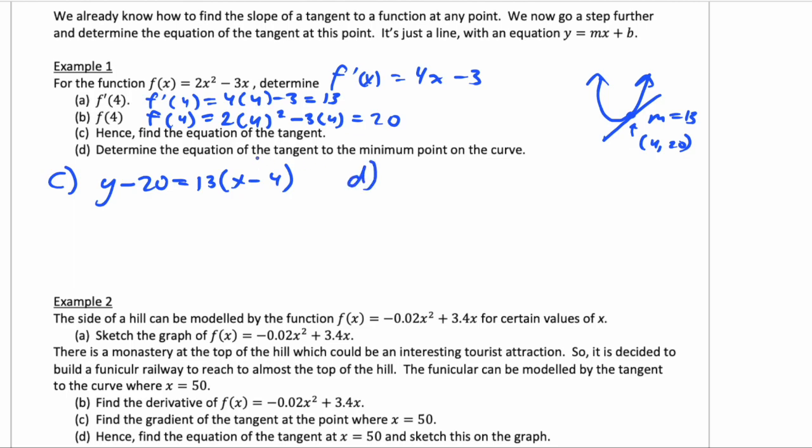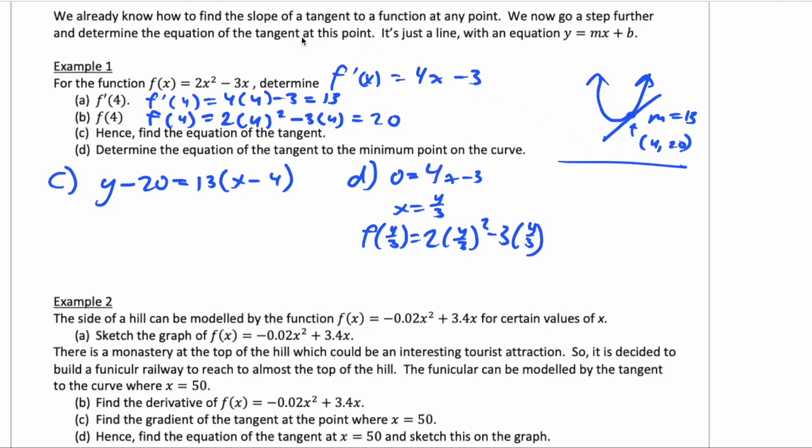Okay, and then in part D, determine the equation of the tangent at the minimum point of the curve. So we can set the derivative equal to 0. There's two ways to do this. It didn't say hence here, so I don't have to use the derivative. Now if you solve that, you get x equals 4/3. And then we can get the y value by substituting into the equation. So f of 4/3 equals 2 times 4/3 squared minus 3 times 4/3.